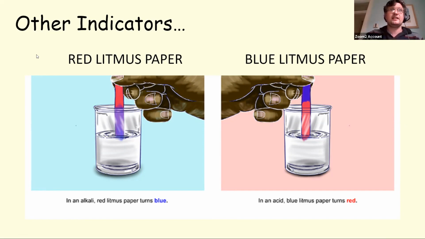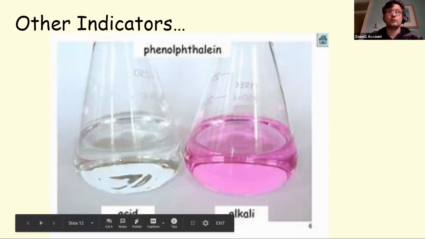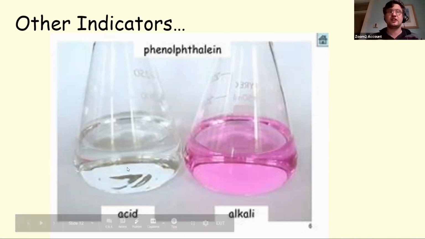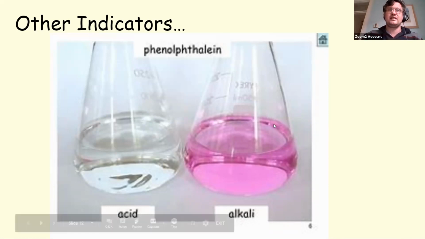Another indicator that you will get familiar with has an amazing name for Scrabble, phenolphthalein. That's how you say it, phenolphthalein. And phenolphthalein is, again, not a particularly sensitive indicator. It can't tell you whether it's a strong or a weak acid or alkali, but it has this really clear, really stark color change. When it's in acid, it's colorless, transparent and clear like water, but the word we want to use in science is colorless rather than clear or transparent. So it's colorless in an acid, and it's got this amazing pink color when it's in an alkali.